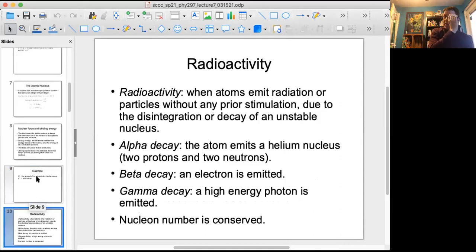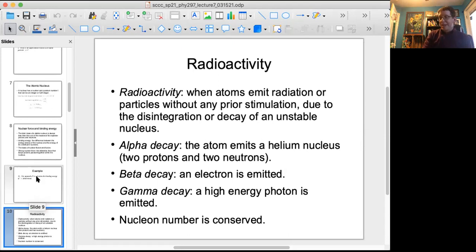And that brings us to radioactivity. So radioactivity is when atoms emit radiation or particles without any prior stimulation due to the disintegration or decay of an unstable nucleus. So for whatever reason, and you can think of this from a quantum mechanical perspective as kind of like barrier penetration, with radioactive isotopes the barrier is easier for parts of the nucleus to cross, and so that's typically what happens, at least with alpha decay.